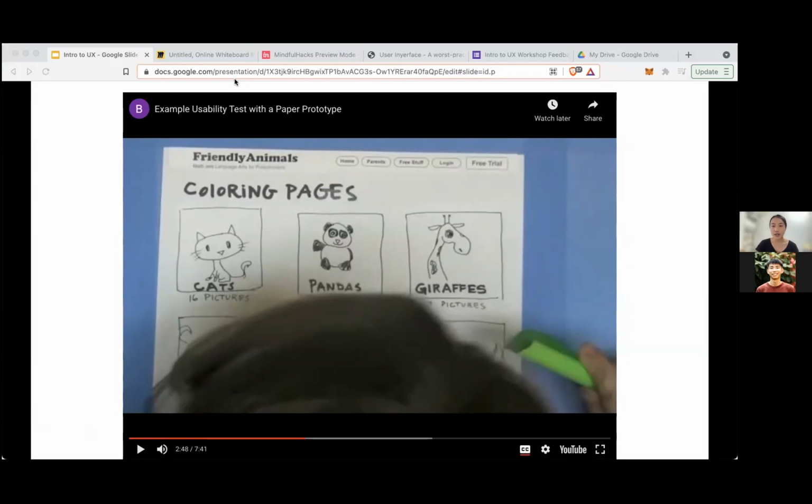And then the designer assigned Amelia a task, which is to find pages to color in. This is a very open-ended task for Amelia. He didn't specify which button to click. He didn't mention any words that are on the prototype, because those would mislead the user into doing the task that you want them to do. In this case, Amelia is just using a pen as a finger to tap on the website. So this can be as easy and as simple as you want it to be.